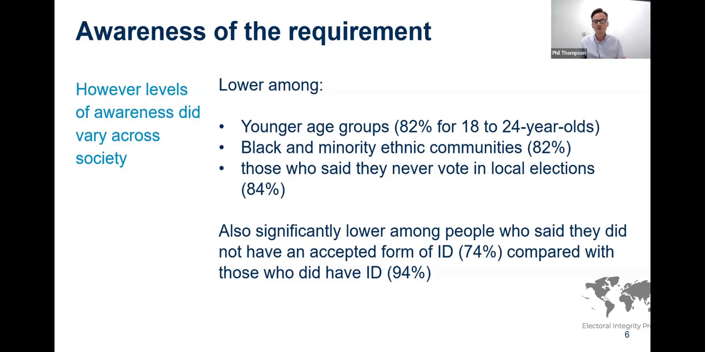And then crucially, they're much lower for people that we know didn't have any of the accepted ID types. So we also asked people whether they had certain ID types in the survey, and for those that didn't have any of them, their awareness of the requirement was much lower. The solution for them was a freely available ID that was made available through local authorities. You could apply for it. There was no cost, except for the admin cost of supplying a photo and filling in the form.